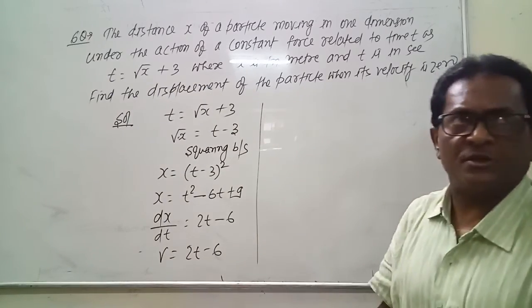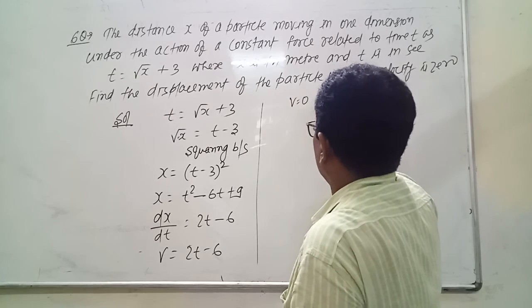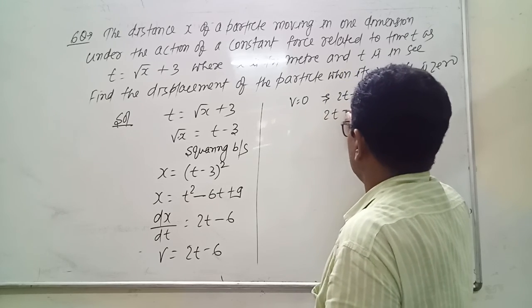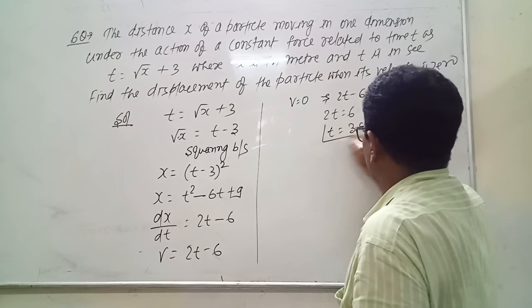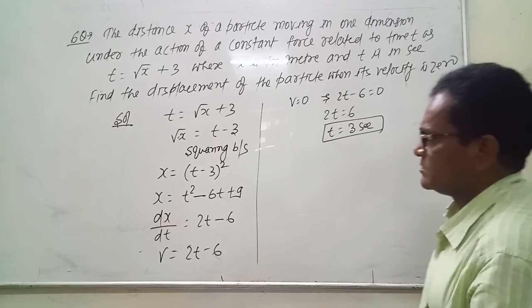So make the velocity 0 and calculate the time. v equals 0 means 2t minus 6 equals 0, 2t equals 6, and t equals 3 seconds. So we have calculated the time when its velocity becomes 0. Now we have to find the displacement.